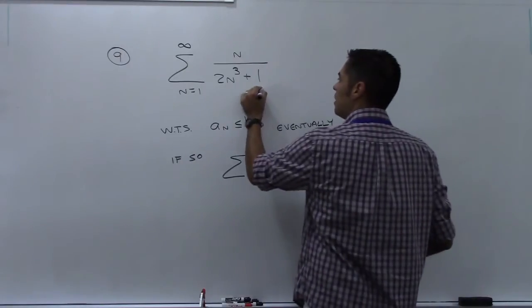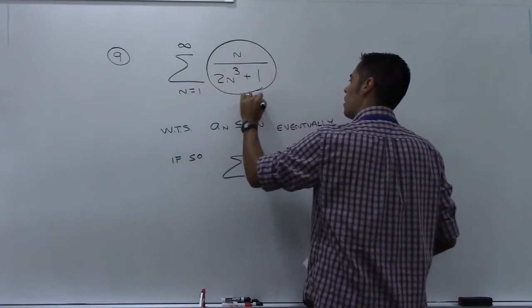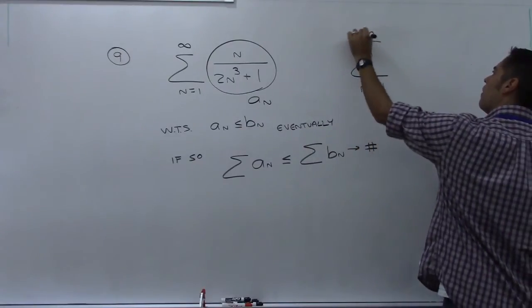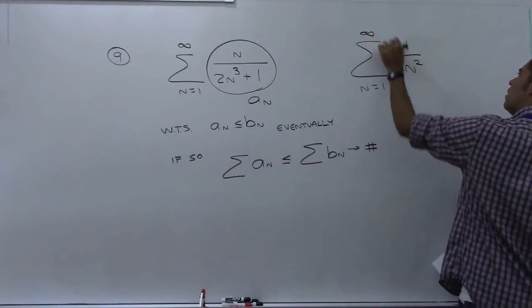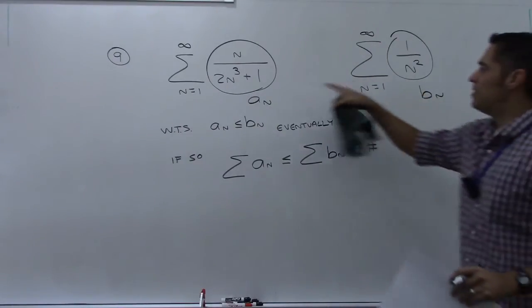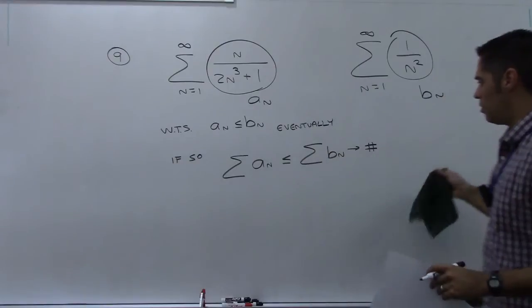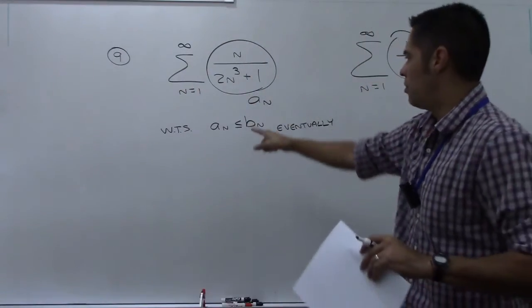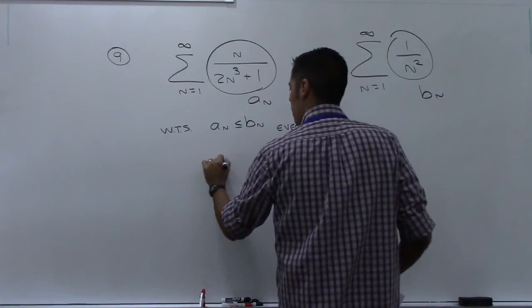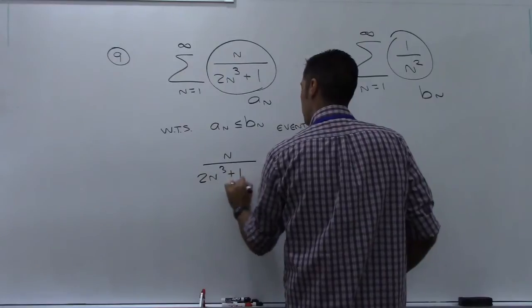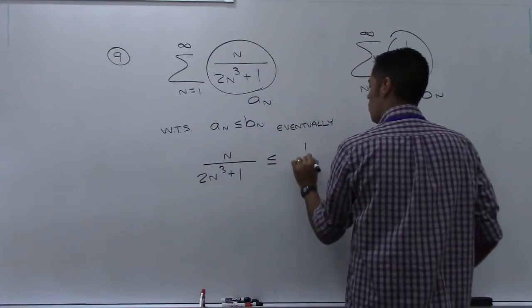Now a sub n for me is this. Remember the one I'm comparing it to is this. So this is my b sub n. So I want to compare those two sequences and show that inequality is true. So let me go ahead and write that down. I want to show that n over 2n cubed plus 1 is less than or equal to 1 over n squared.